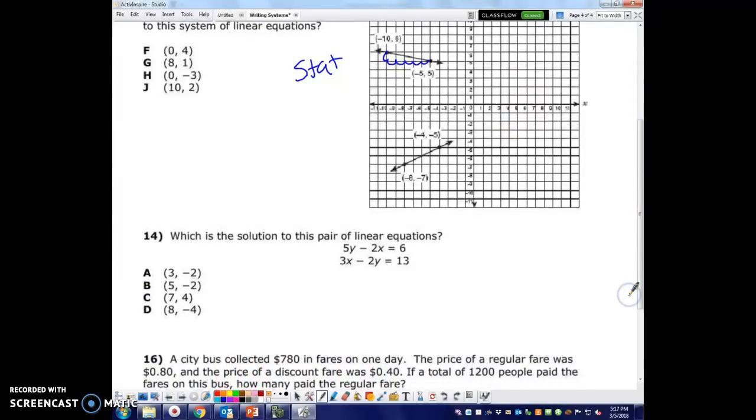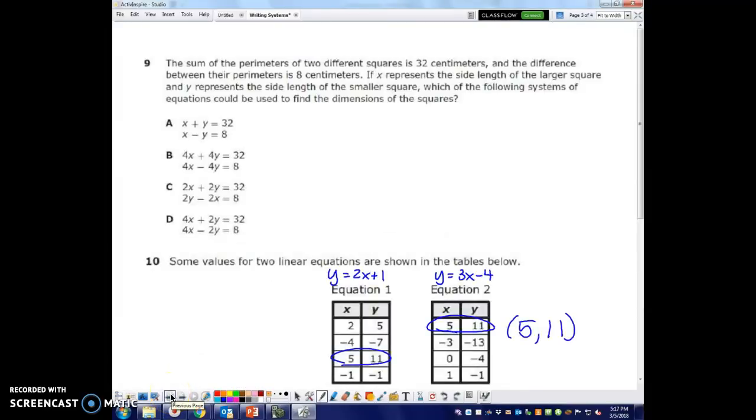Number 14 says, which is the solution to this pair of linear equations? Okay, so I want to point something out to you here. It has to be x, y equals number, right? This y is in the wrong spot. You'll need to switch these two. Be sure their signs stay the same because you're not changing it over the equal sign. You're just trading places. So it should be negative 2x plus 5, okay, negative 2x plus 5y.